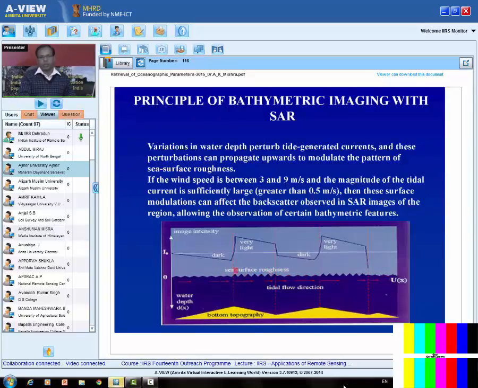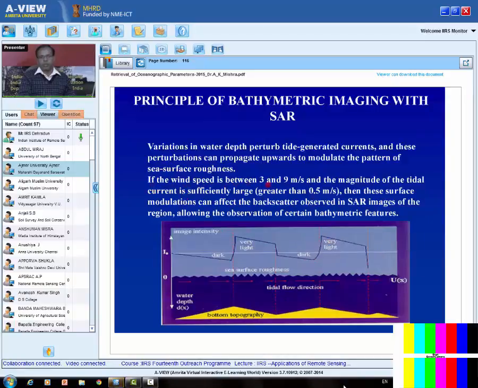So where it is compressed, the sea surface will be rough, and the backscattering will be more. Then in the radar image you will get a white patch. So dark and white patches will give you information about the wave-wave modulation near the coastal area.